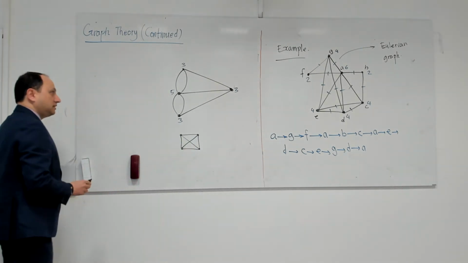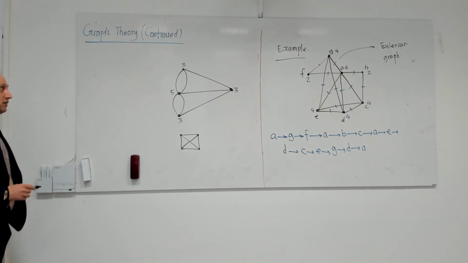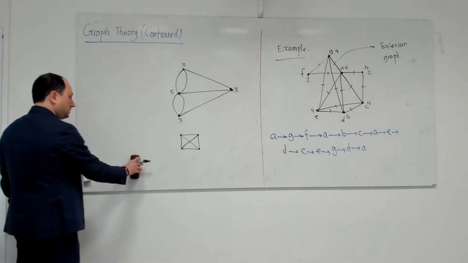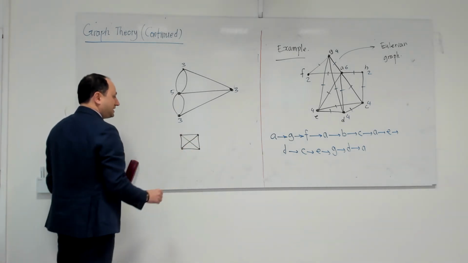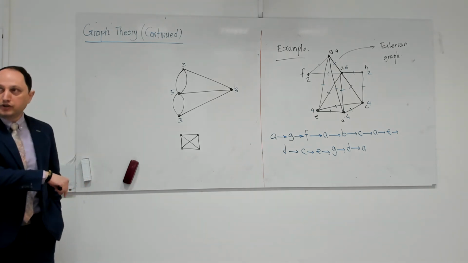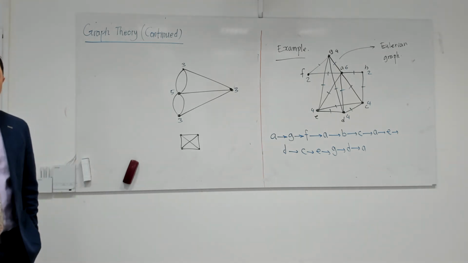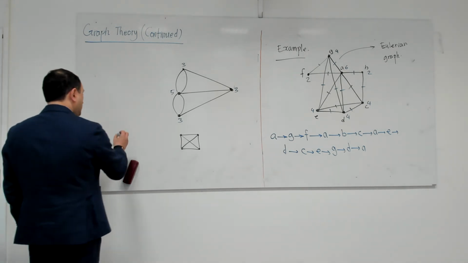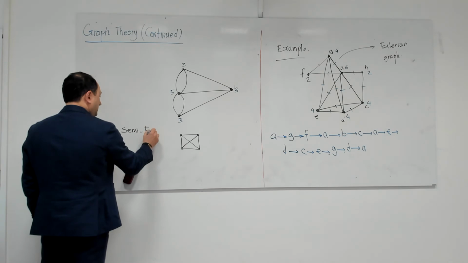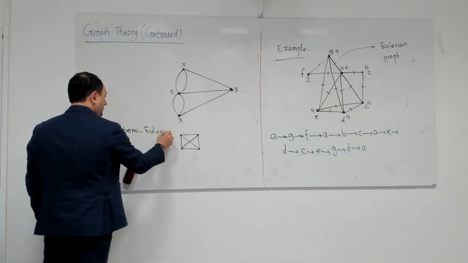Sometimes you cannot find an Eulerian circuit, but you can find an Eulerian trail. Okay, so it means that you can start from a point and go through all the edges exactly once, but you are not able to come back to the same point, but still you can draw it. Yes, that is called semi-Eulerian. Let me just say something about this.